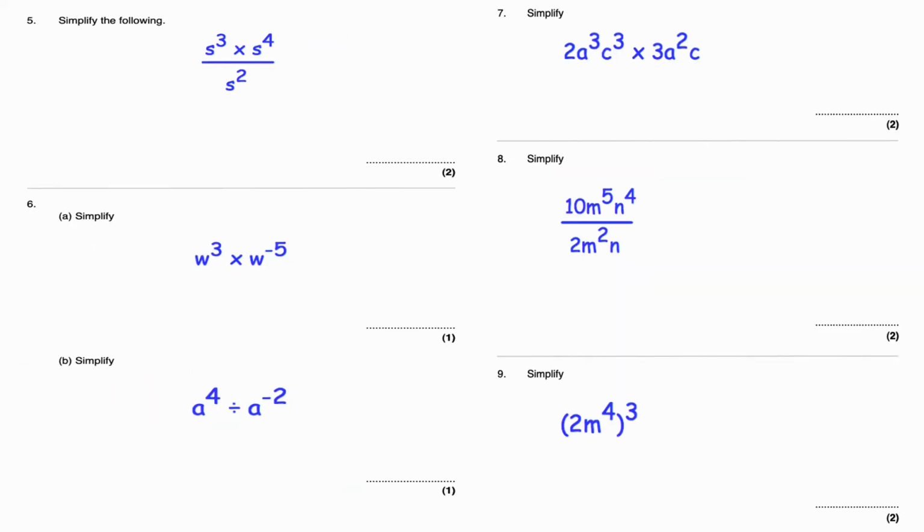This is question number 5. Simplify the following. s to the 3 times s to the 4 all over s squared. Well, on the numerator, I'm going to have 3 plus 4, which is 7. So it's s to the 7 over s squared. 7 take away 2 is 5. So it's s to the power of 5.